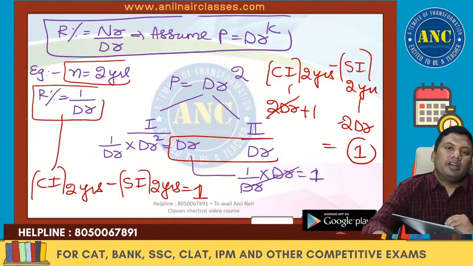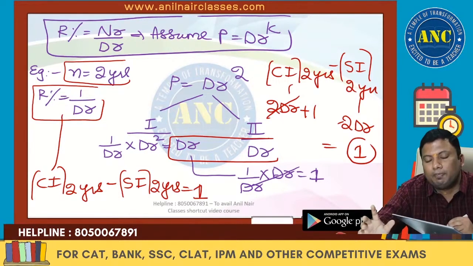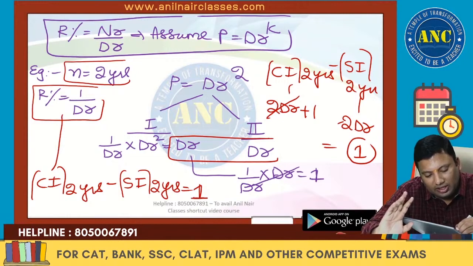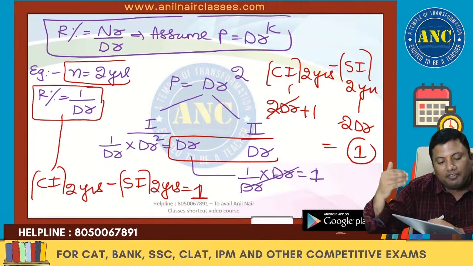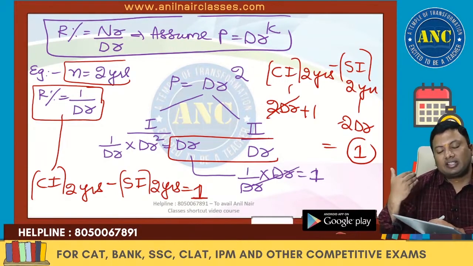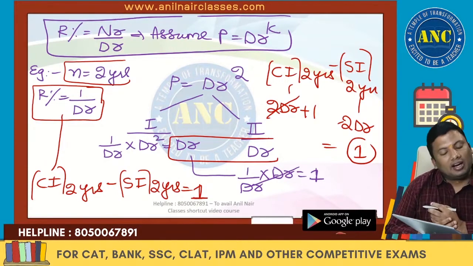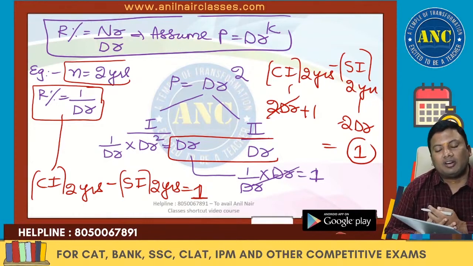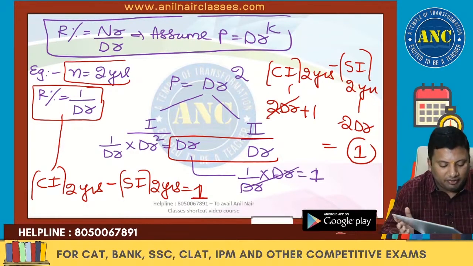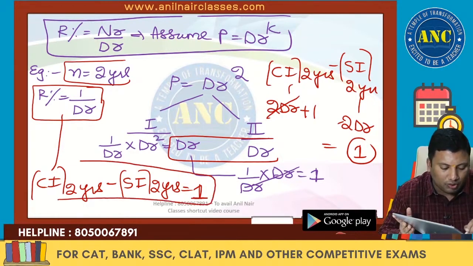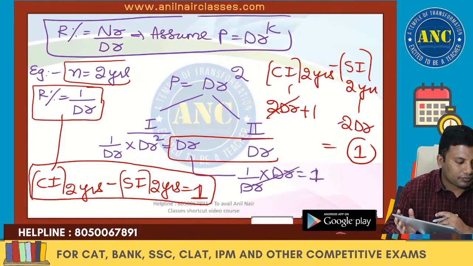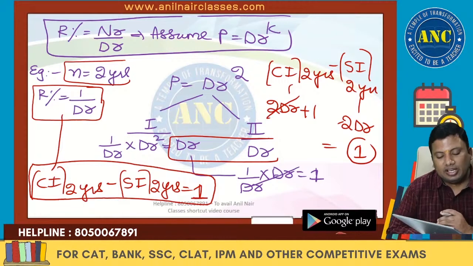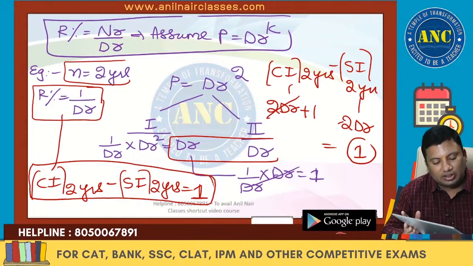The difference between compound interest and simple interest for 2 years will be 1 if R percentage is 1 by dr. After this concept I will discuss what if it is not of the form 1 by dr. CI for 2 years minus SI for 2 years, the difference between SI for 2 years and CI for 2 years, is nothing but 1.